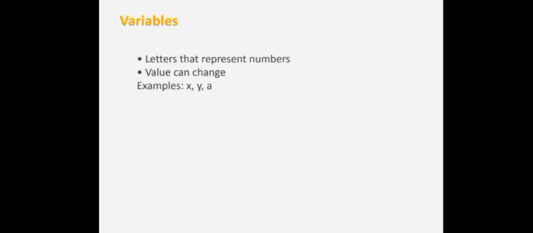Now let's talk about variables. A variable is a letter that represents a number, but unlike constants, its value can change. Common variables are x, y, a. For example, x can be 2 today and x will be 5 tomorrow. That's why it is called a variable.